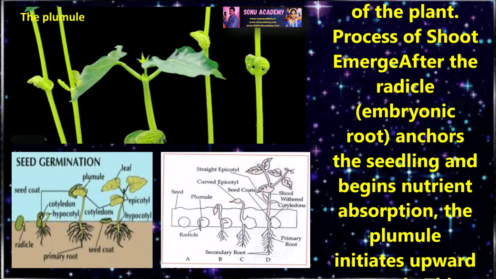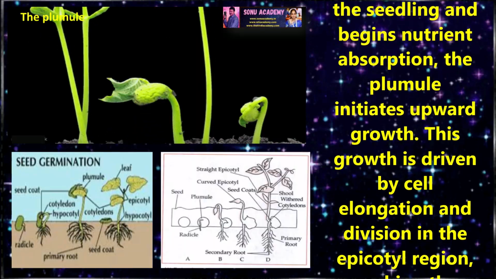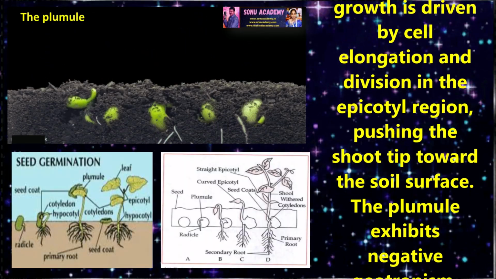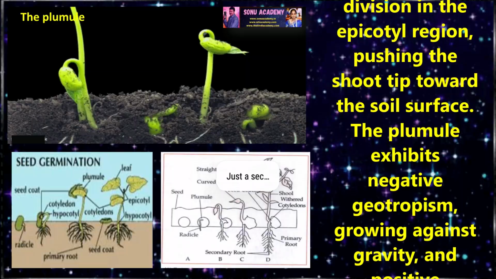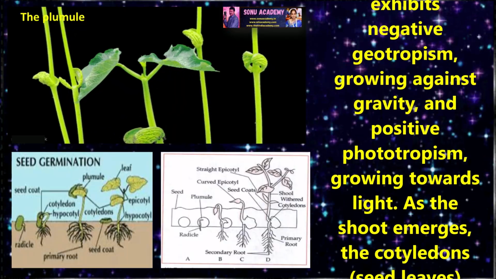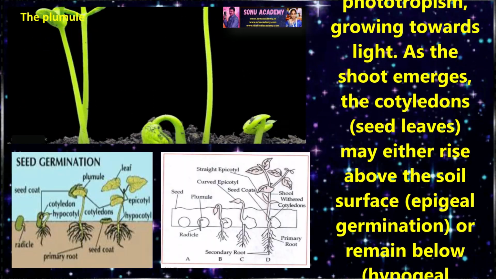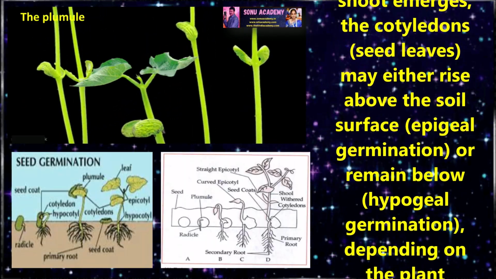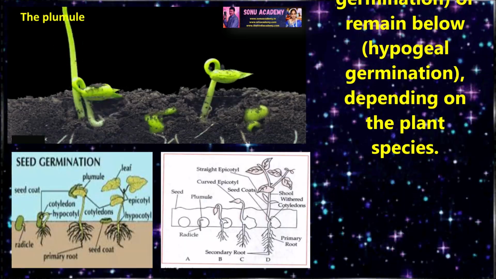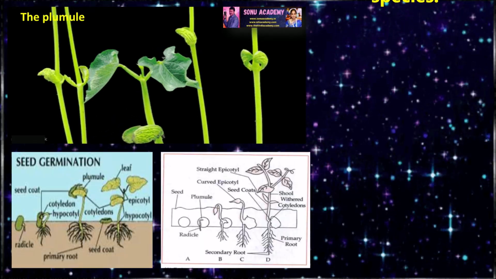Children, let us discuss the process of shoot emergence. After the radicle, the embryonic root, anchors the seedling and begins nutrient absorption, the plumule initiates upward growth. This growth is driven by cell elongation and division in the epicotyl region, pushing the shoot tip towards the soil surface. The plumule exhibits negative geotropism, growing against gravity, and positive phototropism, growing towards the light. As the shoot emerges, the cotyledons, meaning seed leaves, may either rise above the soil surface or remain below, depending on the plant species.